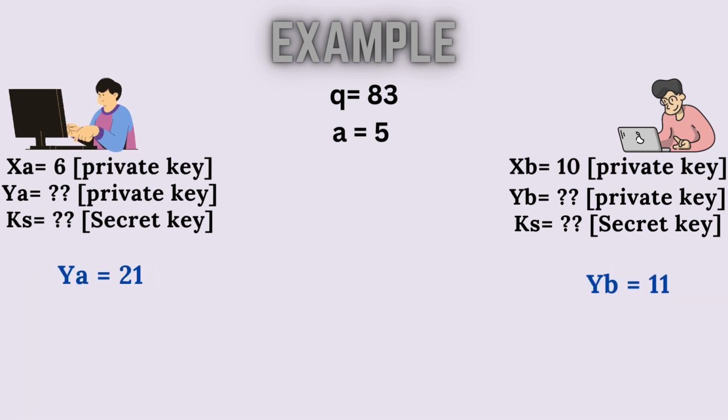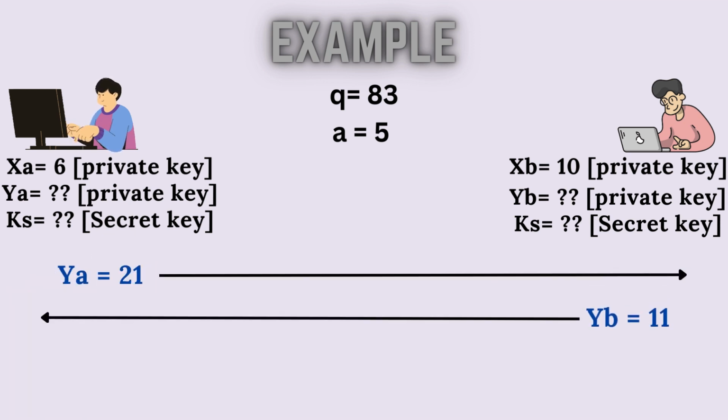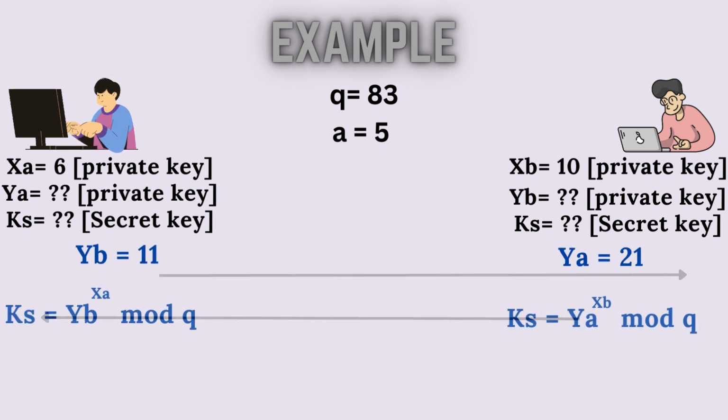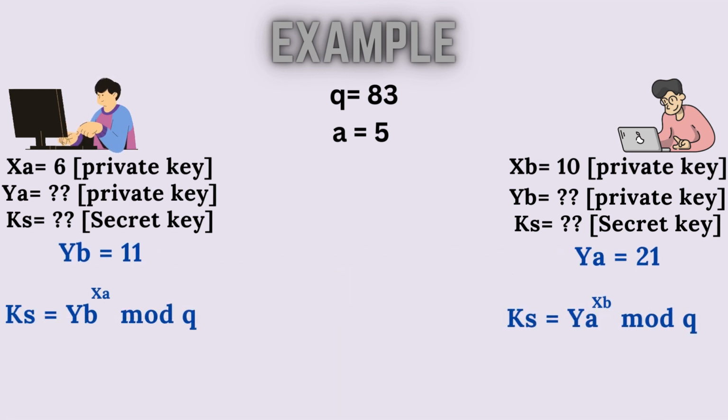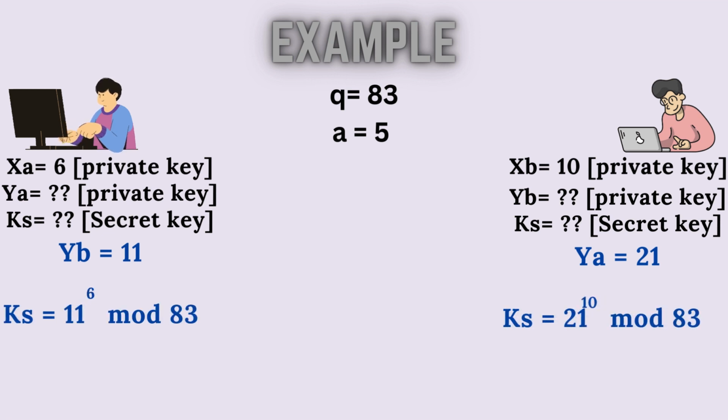Both of them will share their public keys and then use them to generate the secret key. The secret key formula was YB power XA mod Q. This way we get the secret key at both ends, which is 9. So we can see that both the secret keys are verified.